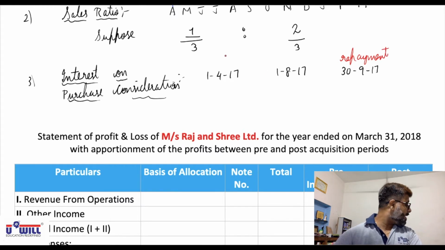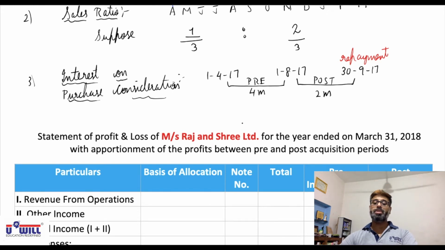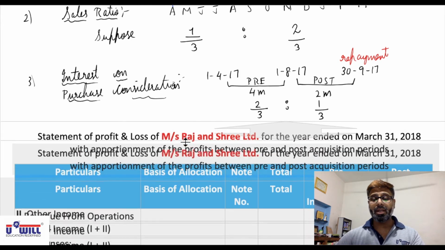So what will be the exclusive time ratio only for interest on purchase consideration? April to July, 4 months is the pre-incorporation period, and August and September, only 2 months, is the post-incorporation period. 1st August to 30th September means August and September, 2 months. Both are divisible by 2. 4 divided by 2 is 2, 2 divided by 2 is 1. So 2 is to 1, 2 by 3 and 1 by 3 is the time ratio exclusively for interest on purchase consideration.